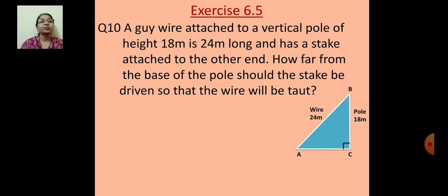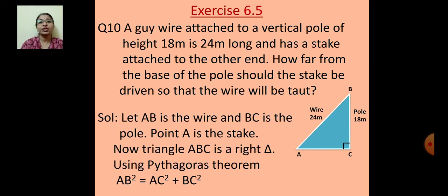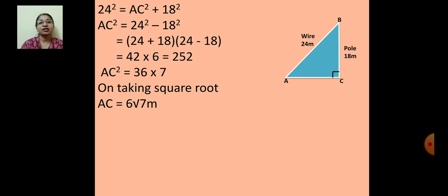So this is that diagram. Let us explain this diagram in short. Let AB be the wire and BC be the pole. Point A is the stake. Now triangle ABC is a right angle triangle. Why? Because the pole is perpendicular to the ground. Now using Pythagoras theorem, lengths are written there. So apply Pythagoras theorem. So, diagram again, using Pythagoras theorem, AB length is 24.